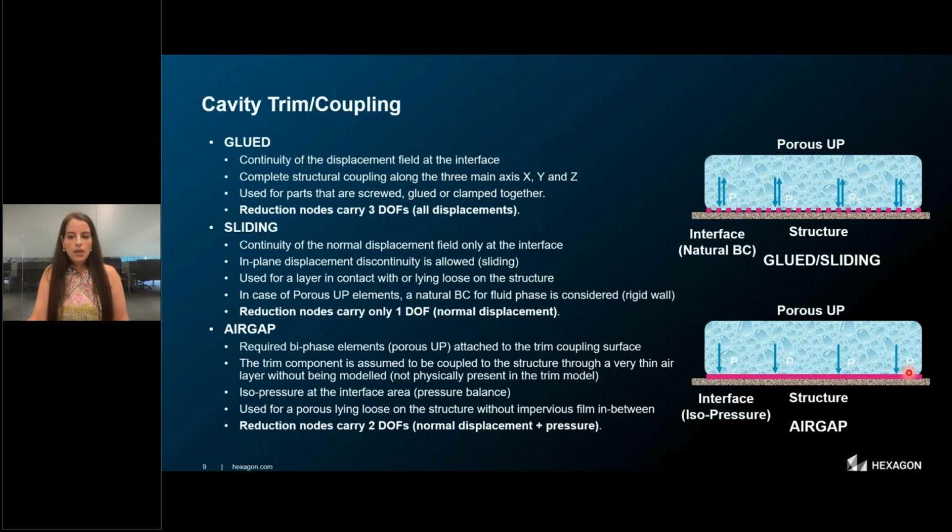And lastly, we have the air gap condition, which is used when we have a very thin air layer between the trim component and the structure without being physically modeled. And this setup requires biphase elements attached to the trim coupling interface. The reduction nodes over here carry two degrees of freedom, normal displacement and pressure as well.